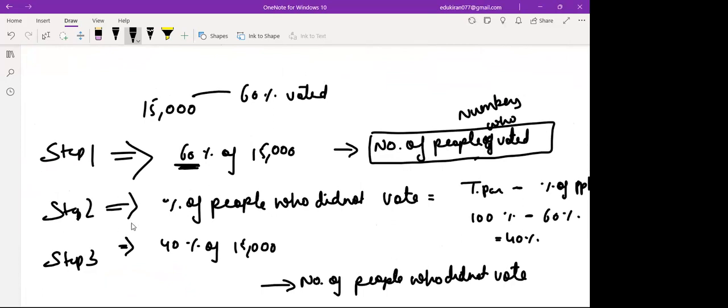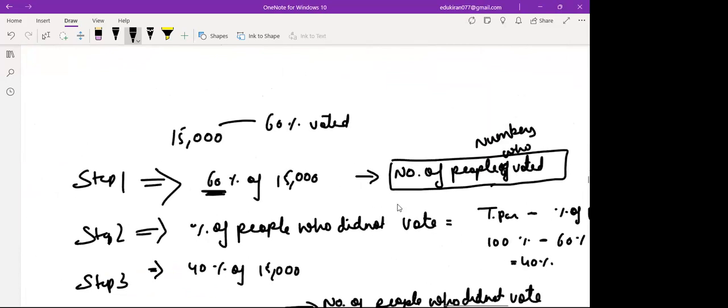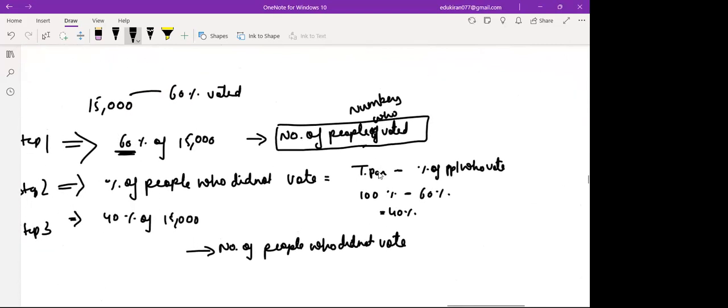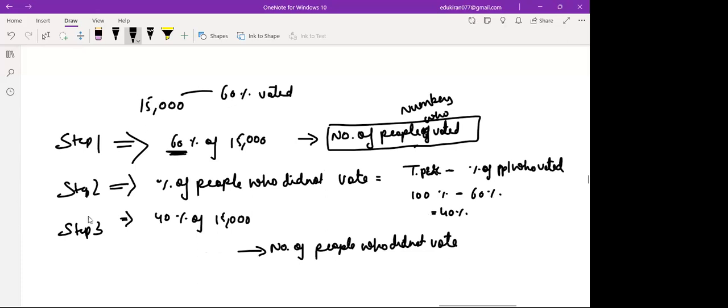Then step number 2, you have to find the percentage of people who did not vote. So it would be total people. This T is for total people. Total percentage minus percentage of people who voted. So it would be 100% minus 60%. Then step number 3, you have to find 40% of 15,000. Clear? Everybody got it?